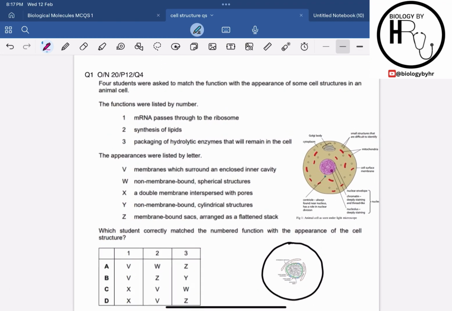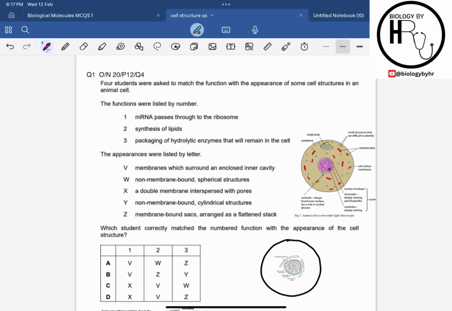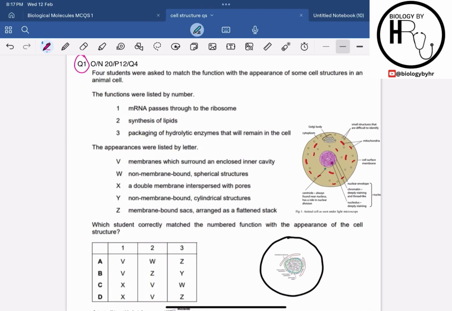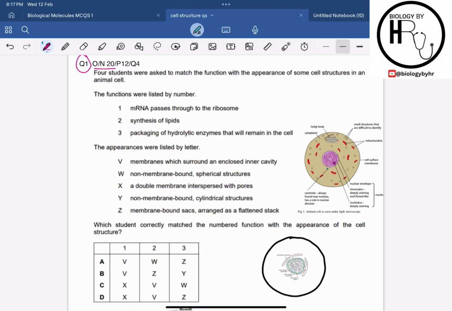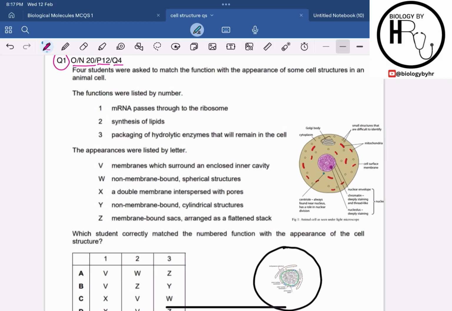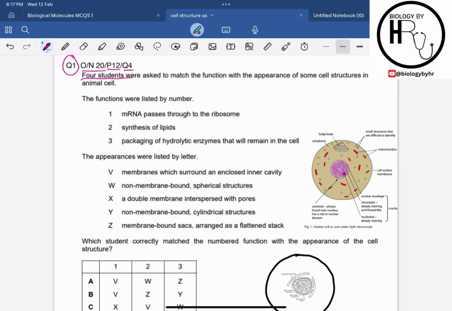It is a very lengthy question, but it is easy if you know about the organelles and their description. Question number 1 is from October November 2020, paper 1, question 4. It says that 4 students were asked to match the function with the appearance of some cell structures in the animal cell. You have to note that they are talking about the animal cell. The functions were listed by number: 1, mRNA passes through to the ribosome; 2, synthesis of lipids; 3, packaging of the hydrolytic enzymes that will remain in the cells. We know that the mRNA passes through to the ribosomes.